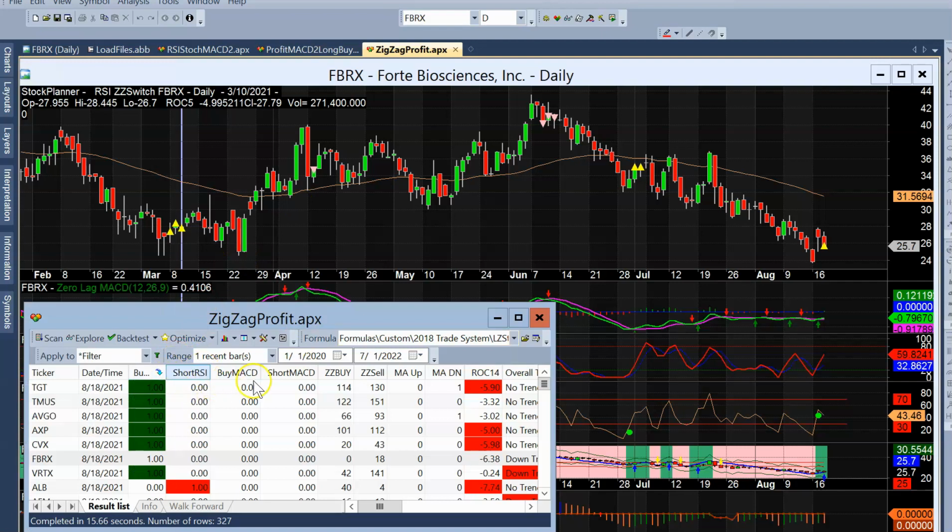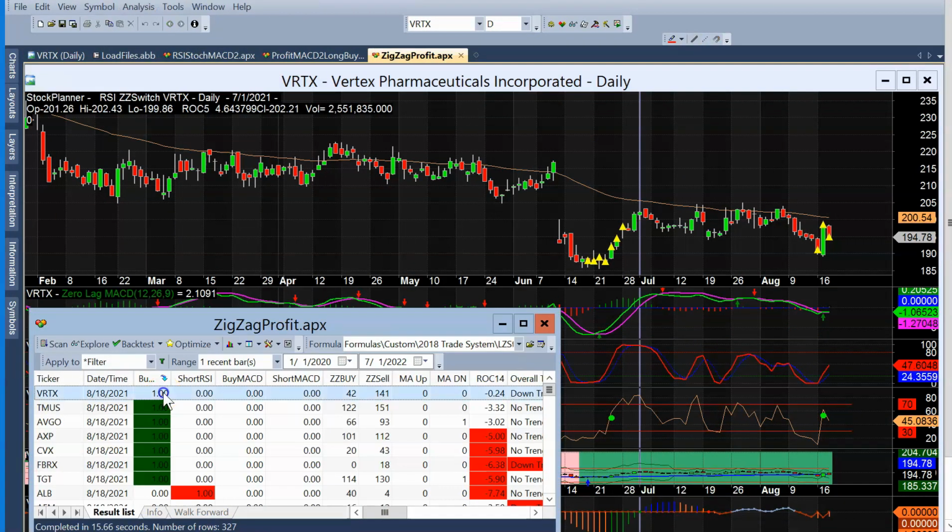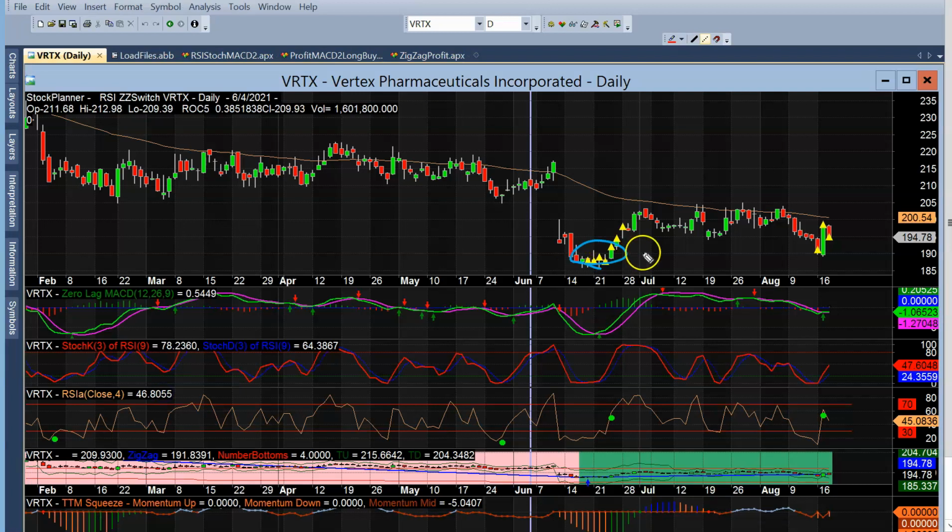Basically, I run a program to take some slices. And this slice here is the RSI slice. And I want to get all the ones that say that the RSI is a buy. And tonight I'm just primarily using technical indicators. So the first one is Vertex. And we had buy signals here. And now we have them here.